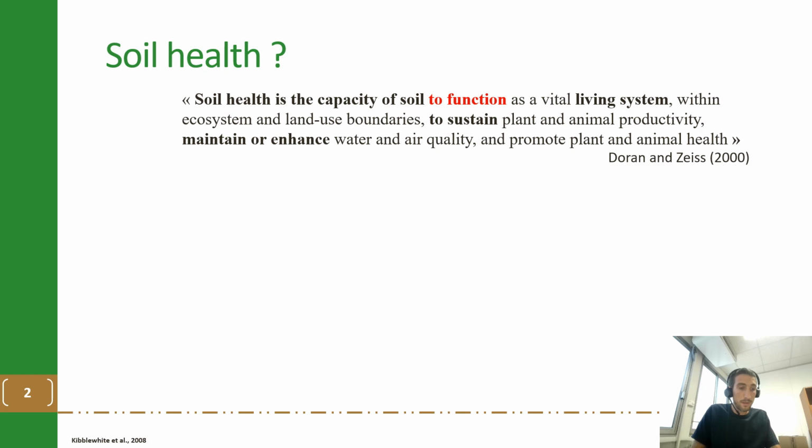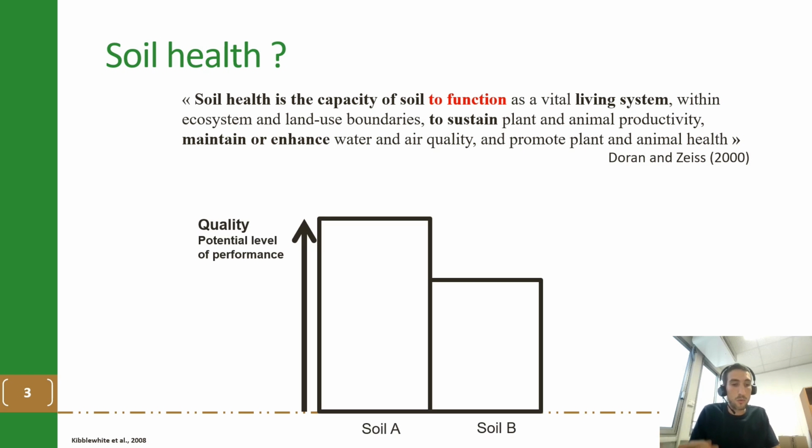A small graph here to illustrate my point and, above all, to help you see the difference between what is often confused in the literature and what I would like to clarify here. You see two soils, soil A and soil B. You can see that they can have different levels of quality. Soil A has a high quality, for example, a deep, silty clay soil that is very suitable for growing crops. We would say that this soil has a high potential level of performance compared with soil B, which has a lower potential level of performance. For example, a thin sandy soil.